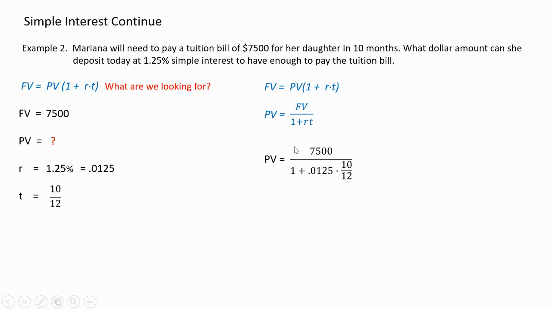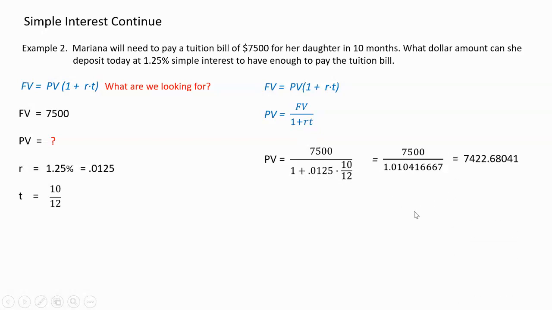If you know how to use a calculator, you can put all this in one shot, but you have to put parentheses for the numerator and parentheses for the denominator, or else it's going to be wrong. Anyway, we first have to do the bottom part, because the numerator is already 7,500. So if we put 1 plus 0.0125 times 10 over 12 in the calculator, it should give us 1.01041667. Then you enter the 7,500 and divide it by what we just got in the denominator.